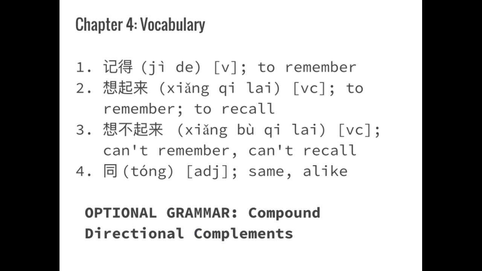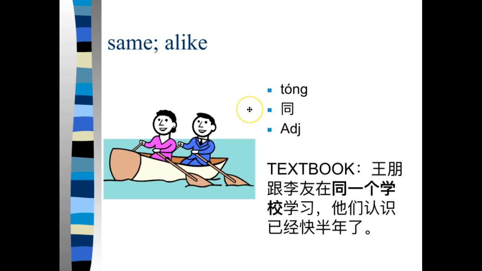All right, let's look at our words first. 第一，同，同，同. This just means the same. It's a little bit tricky to use individually. So let's look at 同 in context.